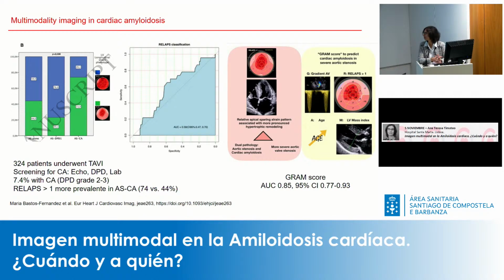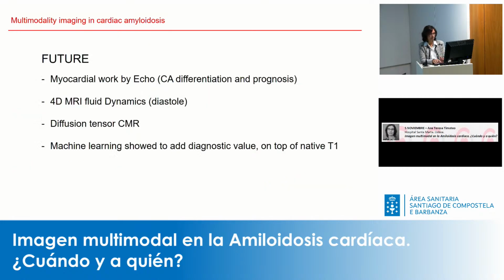And you have developed this score that has a high predictive accuracy with age, relative apical sparing, the peak gradient, and left ventricular mass index to help to differentiate patients with the possibility of having cardiac amyloidosis. But relative apical sparing is really very frequent, including in patients with severe aortic stenosis. So it is not clear that those patients really have cardiac amyloidosis.